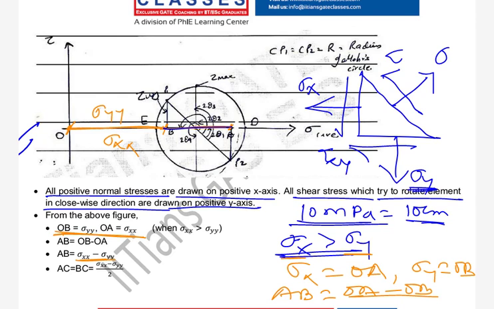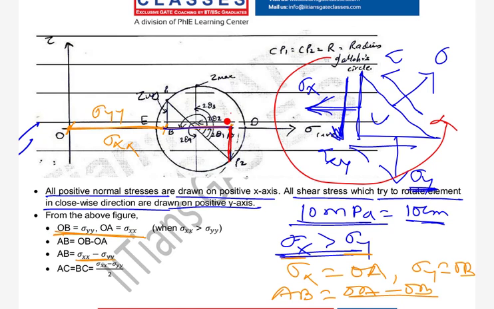Now look here. This is your sigma x. On this plane there is a corresponding shear and it is going downward. Now this downward shear will try to rotate this element in what? Anti-clockwise direction. Am I correct? It will try to rotate it in anti-clockwise direction. Is it correct? Anyone has any concern here? Right. So that means here it will be drawn downward.